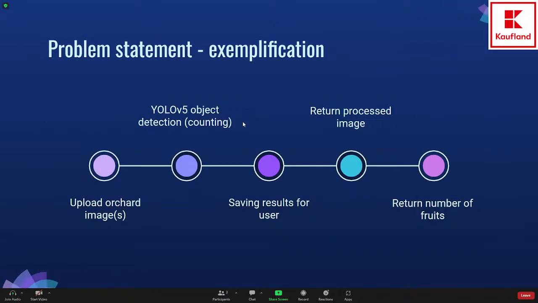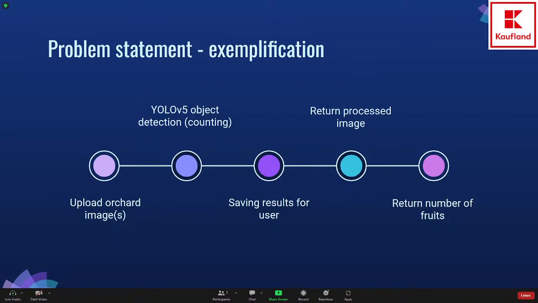Okay, our problem statement is exemplified by the end-to-end system that I was talking about earlier. It allows the user, who is a farmer in our case, to upload an orchard image, which is transferred to the YOLO V5 model that does the object detection. But our YOLO V5 is modified so that it returns the number of apples present in that image.